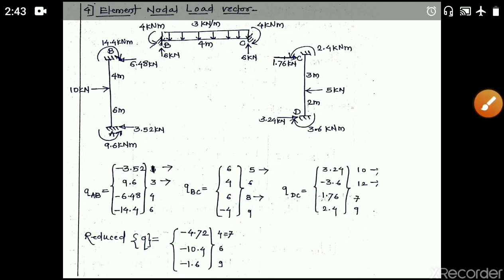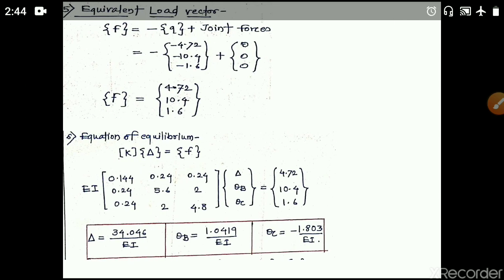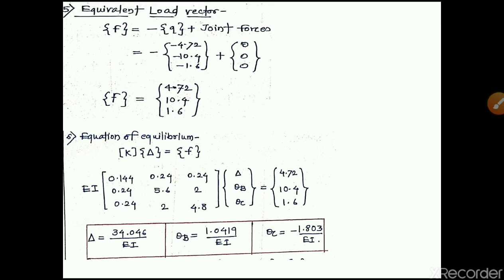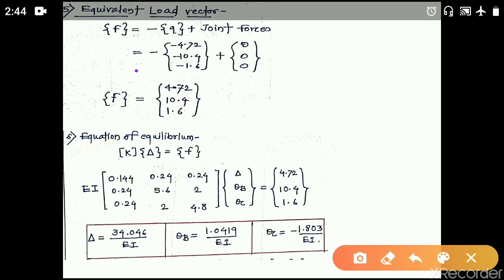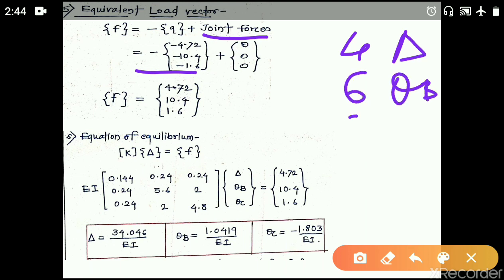Okay, so this step completed the element nodal load vector. Once you get this Q, write down the equation F is equal to minus Q plus joint forces. That is the equivalent load vector. So simply multiply the Q matrix with a minus sign, plus joint forces. The joint forces are related to these displacements: number 4, that is delta, number 6 is theta B, and number 9 is theta C.